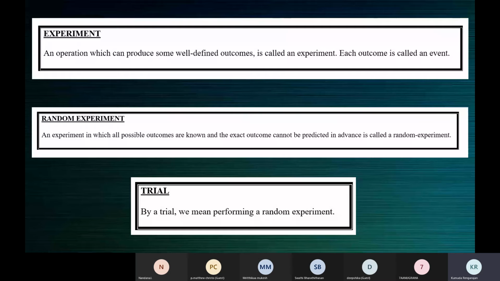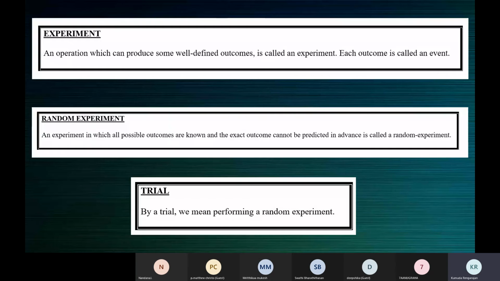Let's see what a random experiment is. An experiment in which all possible outcomes are known and the exact outcome cannot be predicted in advance is called a random experiment. There's not much difference between an experiment and a random experiment.